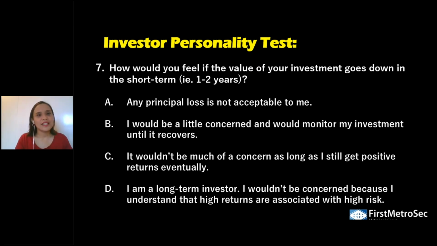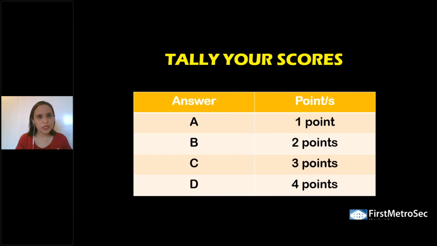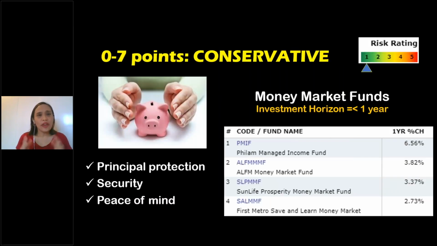Okay, done? So I want you to tally your scores. For every A, give yourself 1 point. B, give yourself 2 points. C, 3 points. And D, 4 points. Okay? So if you got 0 to 7, you are a conservative investor. Ibig sabihin, your objective is principal protection and security. Mas importante sa'yo ang peace of mind, yung mahimbing na tulog kesa mas mataas na kita.